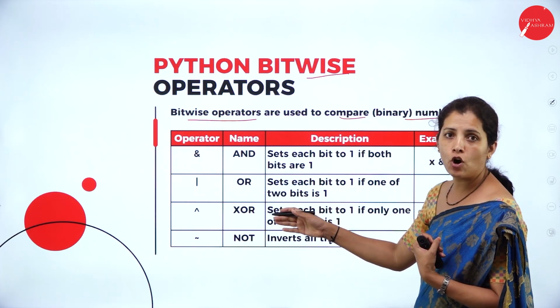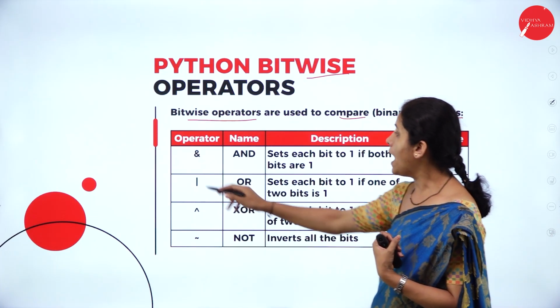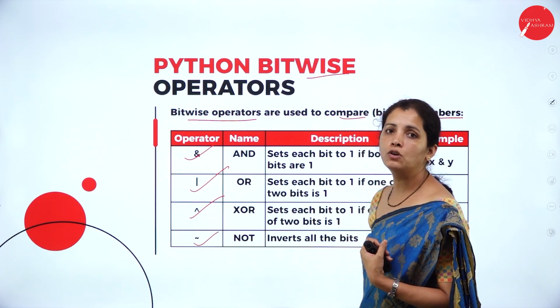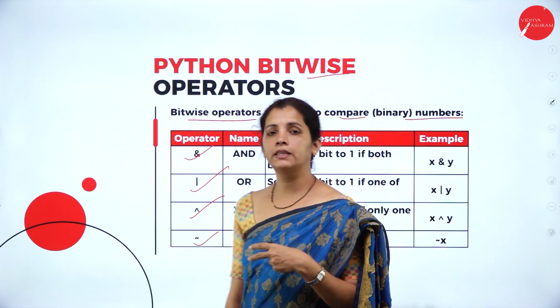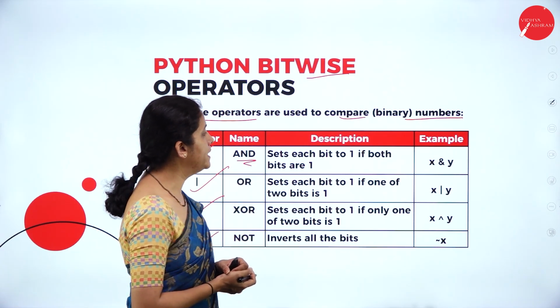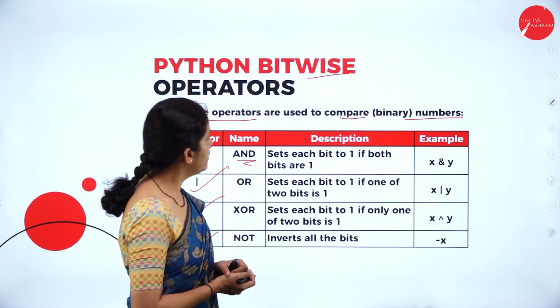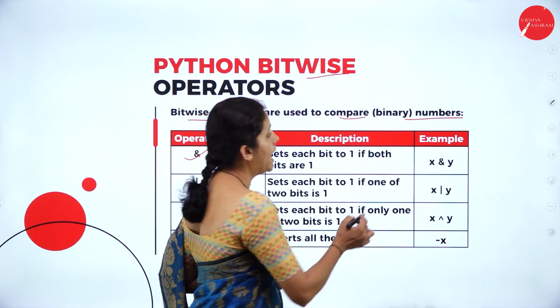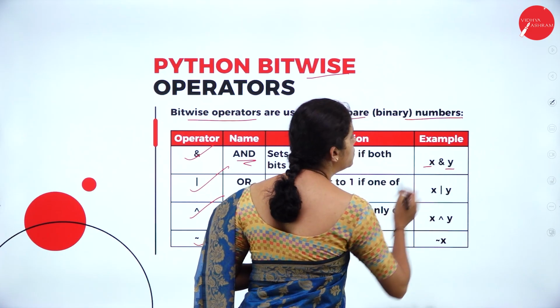Which are the bitwise operators? We have AND, OR, XOR and NOT. NOT is nothing but the complement. So AND sets each bit to 1 if both bits are 1. So see here, I have X and Y.